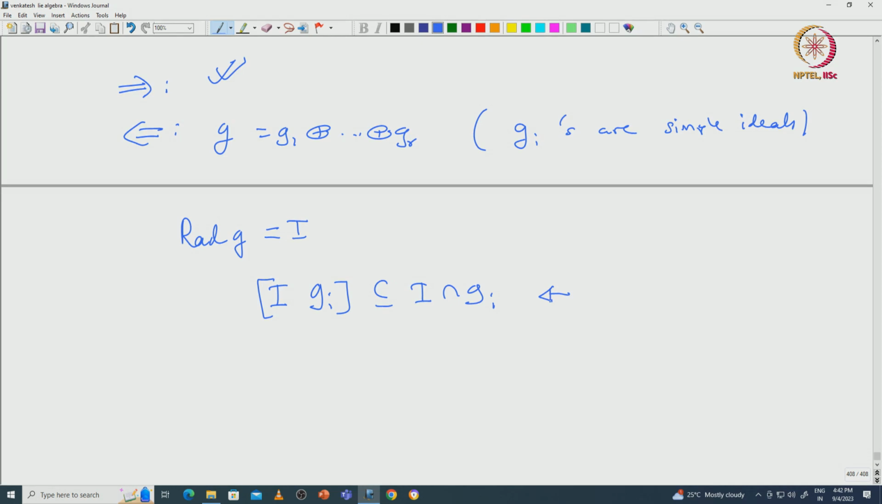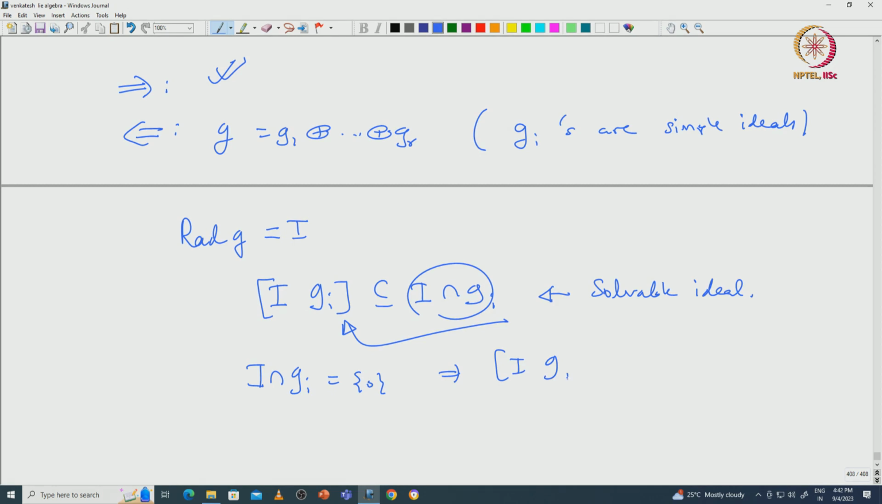Since I is a solvable ideal, this bracket must also be solvable. Not only the bracket, the intersection I intersection Gi is also solvable, because I is solvable. So, since the Gi are all simple ideals, that makes I intersection Gi being 0. So, that implies the bracket of I with Gi is also 0.